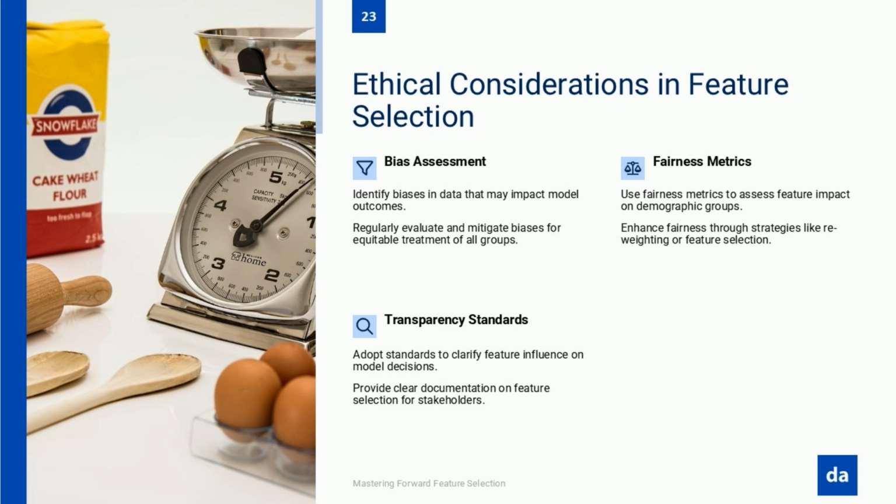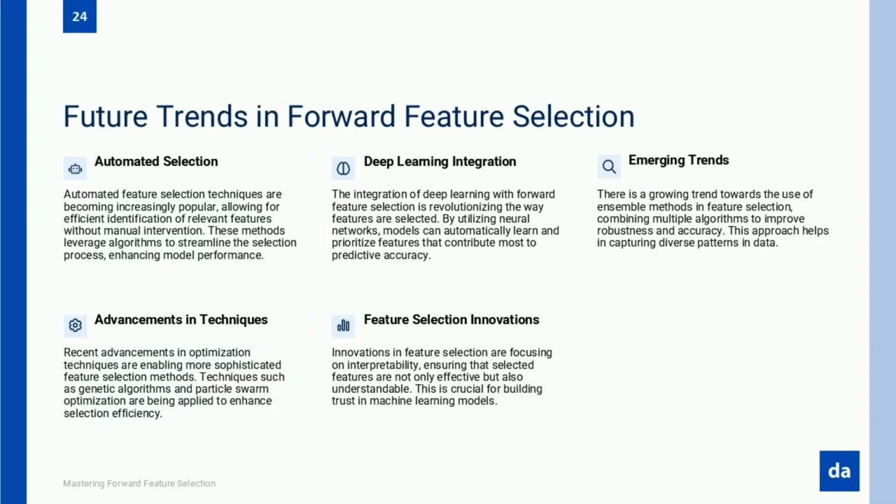Let's take a look at the future of forward feature selection and where things are headed next. Feature selection isn't just about what works today, it's evolving just like the rest of machine learning. As data sets grow larger and models become more complex, forward feature selection is getting some serious upgrades. The future of feature selection is all about speed, automation, and deeper insights.